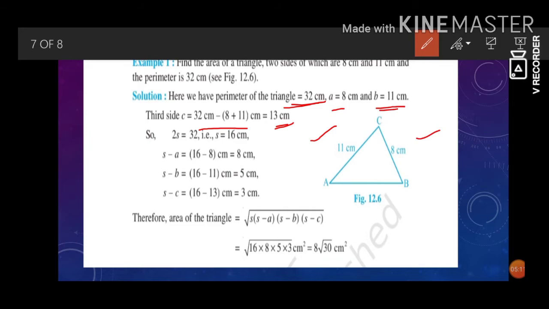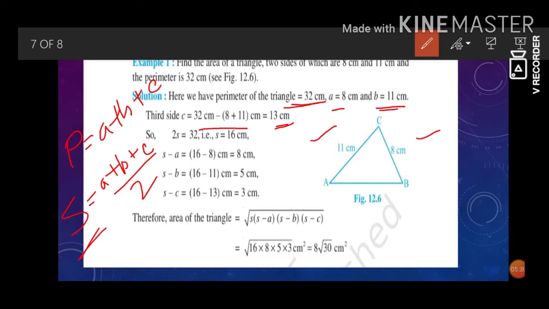Now we know the formula for S was A plus B plus C by 2. This is the semi-perimeter. But the perimeter is A plus B plus C. So this perimeter is given. If we divide it by 2, we will get S. So 2S is equal to the perimeter, that is 32. So S is equal to 16.